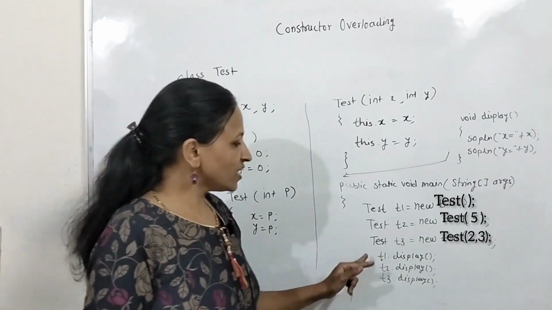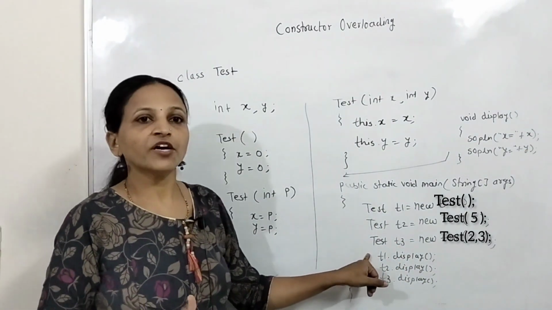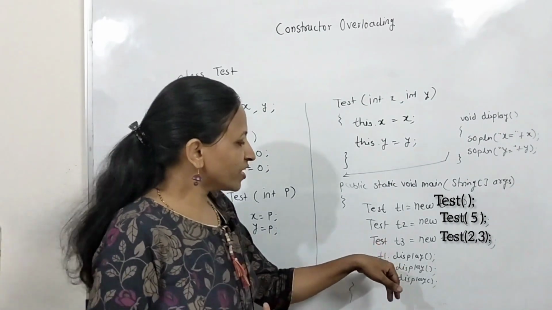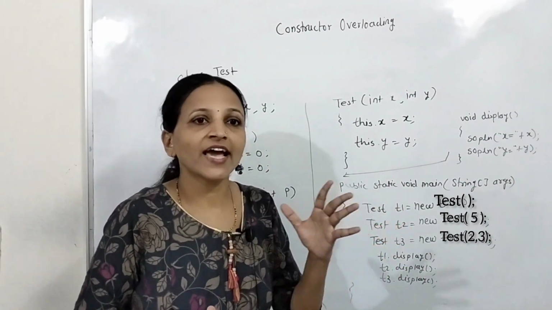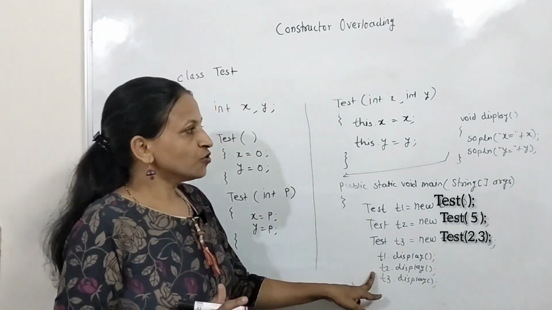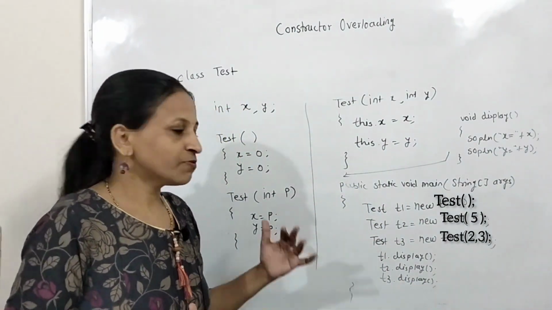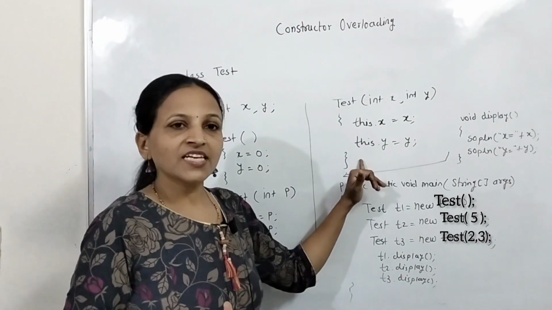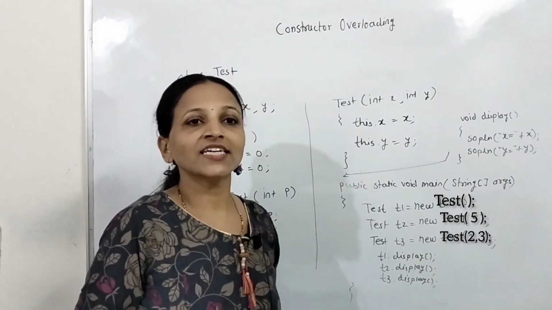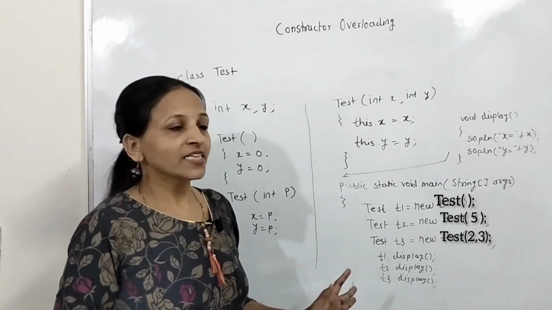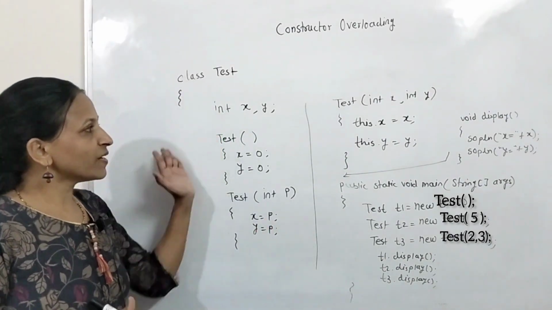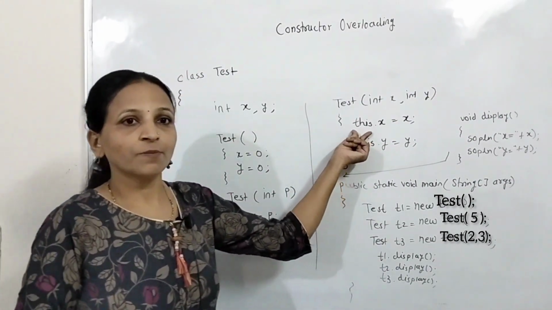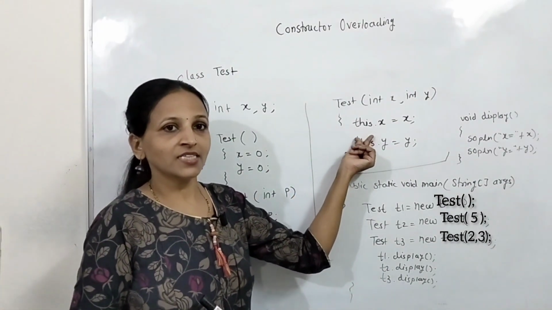And now finally we are calling display method for t1, t2, t3. We will get values like for t1 we will get value of x and y as 0. For t2 we will get value of x and y as 5, and for t3 we will get value of x and y as 2 and 3. Getting? In this way we can write multiple constructors in a single class, and you know what is the meaning of this keyword here in this way.